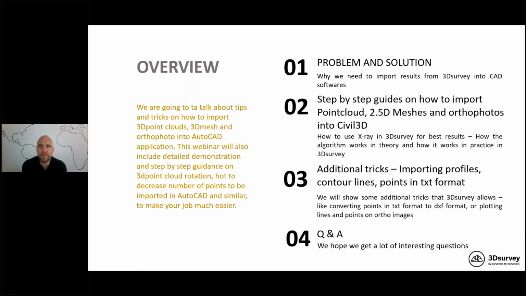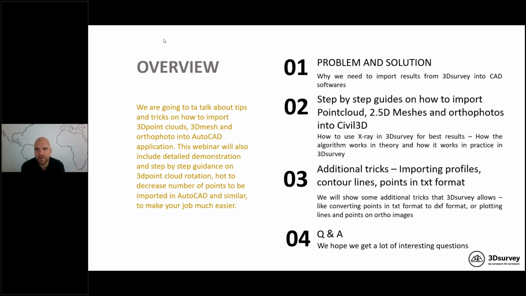So the overview of today's session will be, first we will define the problem and solution. We will look at why we need to even bring this data into AutoCAD, and then we will jump right into it. So we will be looking at how we can import the point clouds, meshes, and orthophotos into Civil 3D. We will also check about X-rays, how you can bring those in. And then for the third part, we'll also be looking at some additional tricks that can be done, like importing vertical cross sections and contour lines.